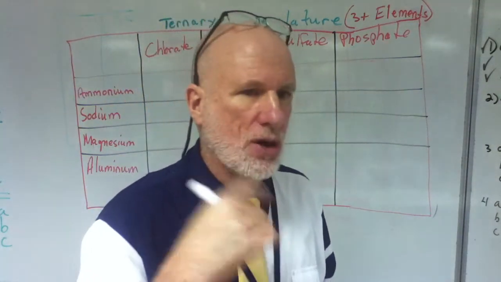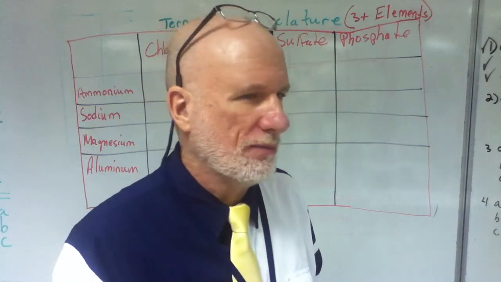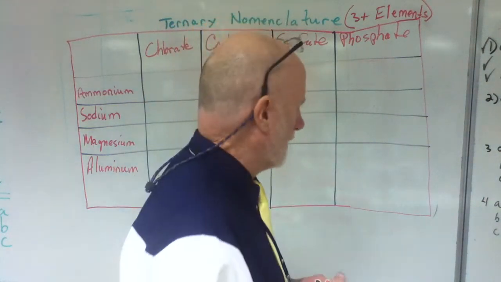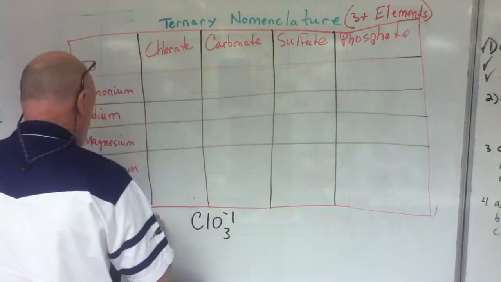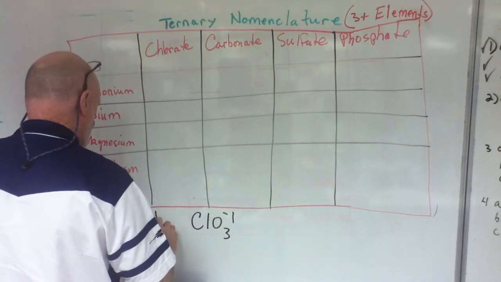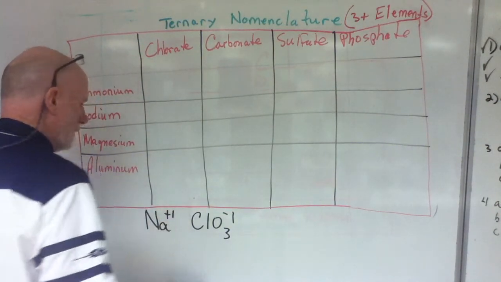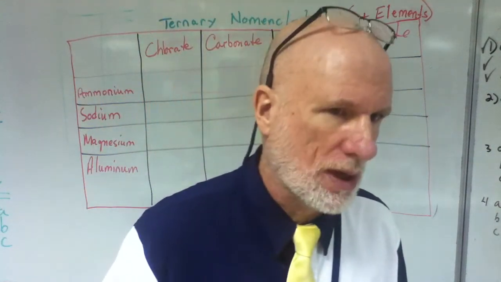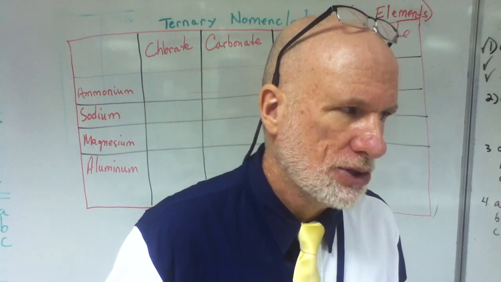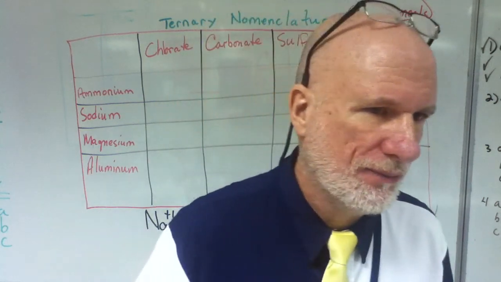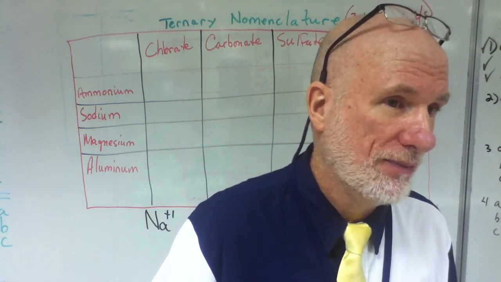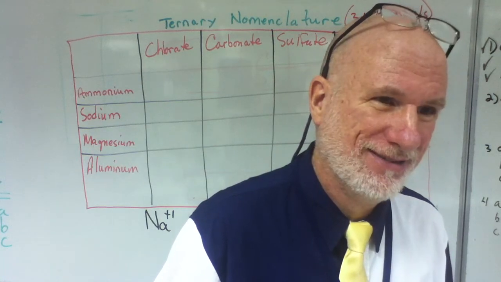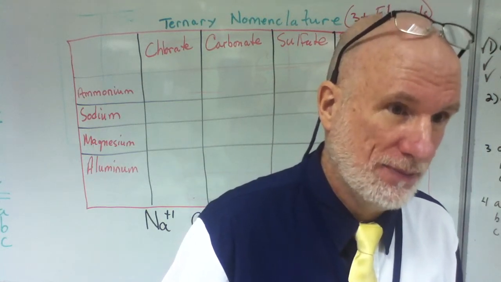So if I have sodium, what's sodium? Na+1, right? And chlorate is ClO3 -1. So how many of each do you need, Alyssa? 1, right? Gotcha. Right? You get it? You with me? Yeah. Stay with me.